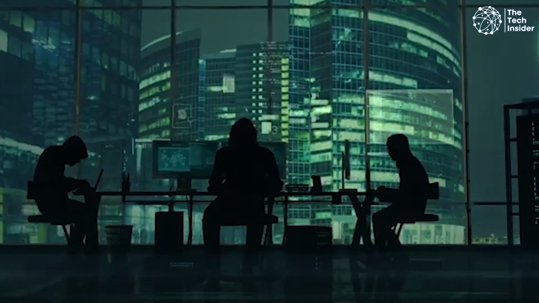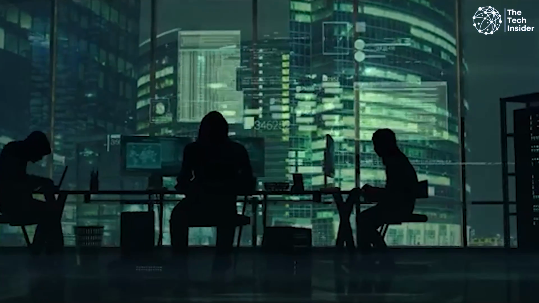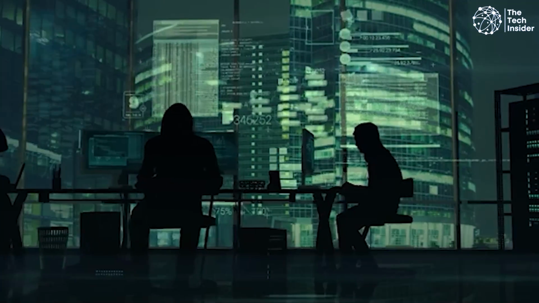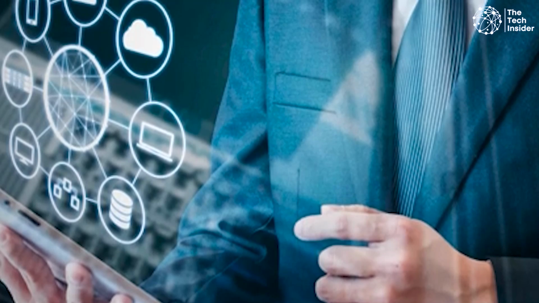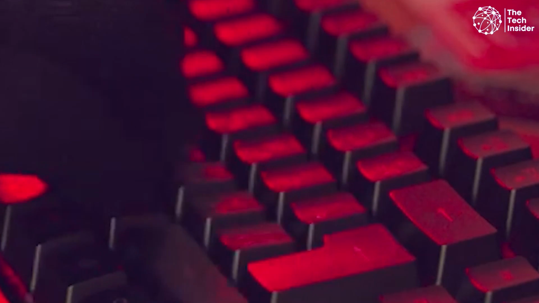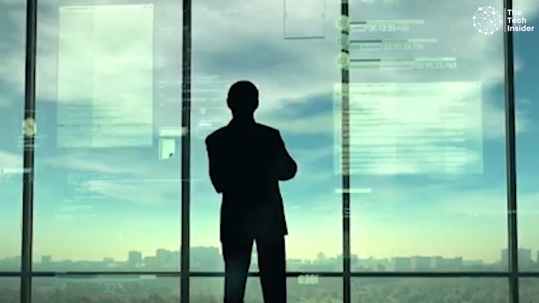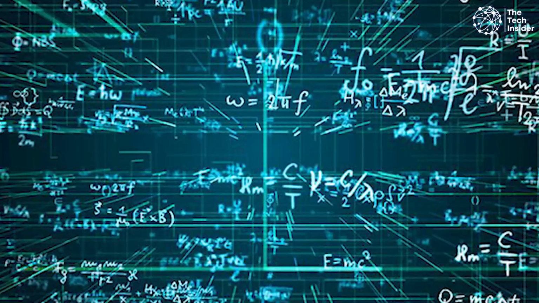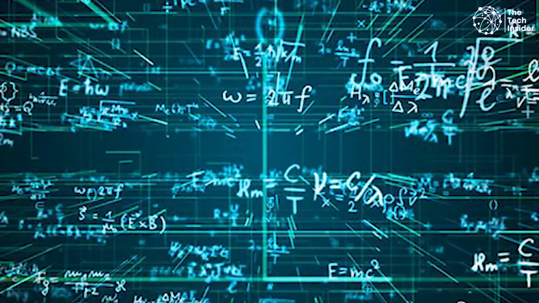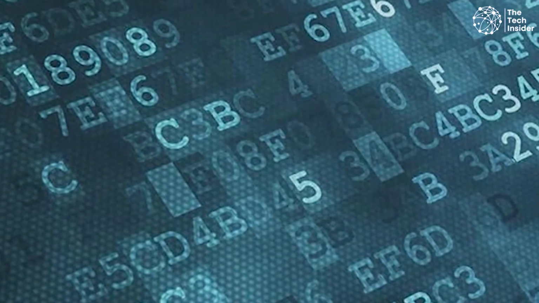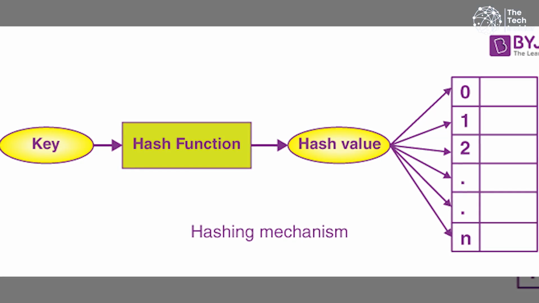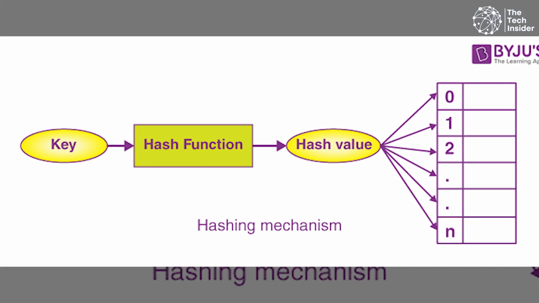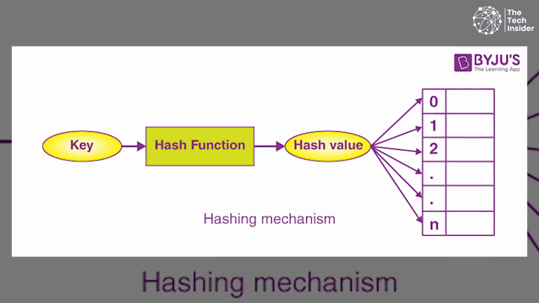When data is transmitted or stored, a checksum or hash is created based on its contents. If the data is altered in any way, even by a single bit, the checksum or hash will change, indicating potential tampering. For example, hashing algorithms like SHA-256 create a unique hash for data files, and any alteration to the file will result in a different hash value, signaling that the data's integrity has been compromised.